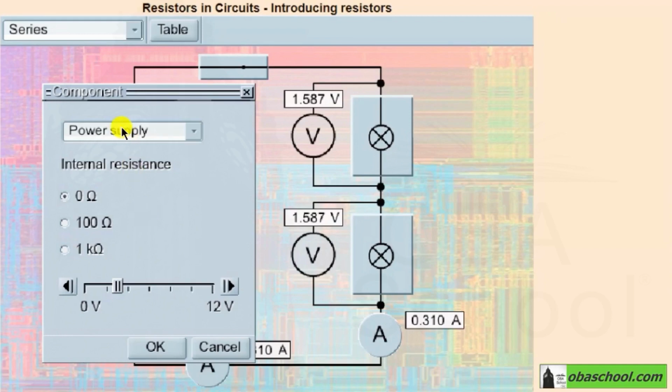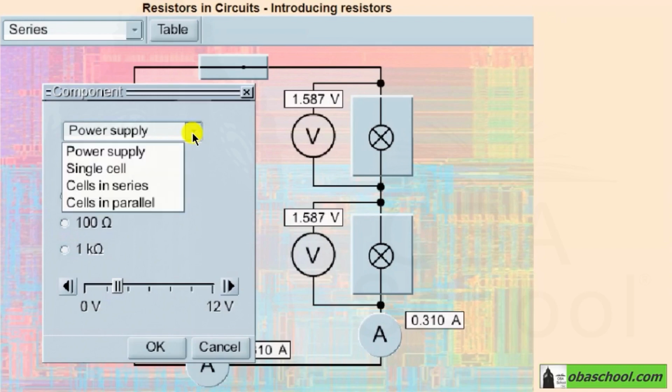Notice that power supply is already selected. Let's click the arrow here to see the different options in the drop-down menu. Notice that a range of different cell types can be selected. Let's select the single cell from this menu.